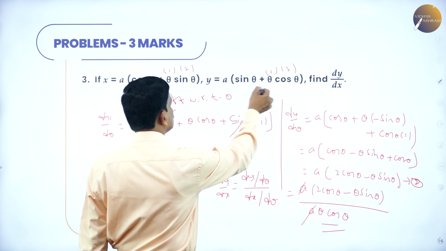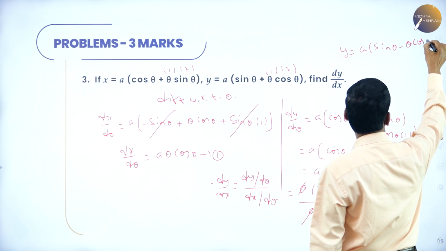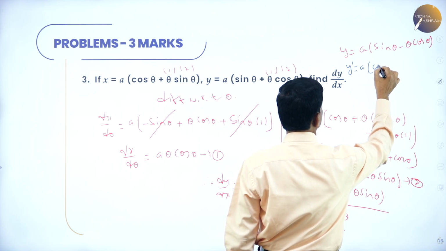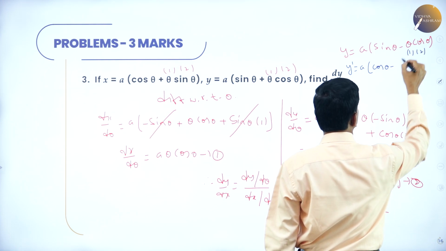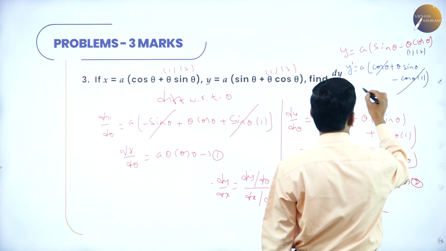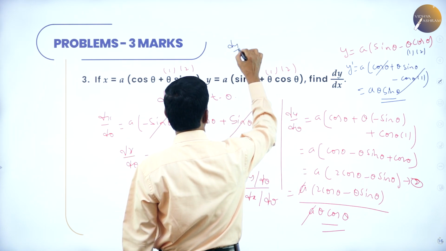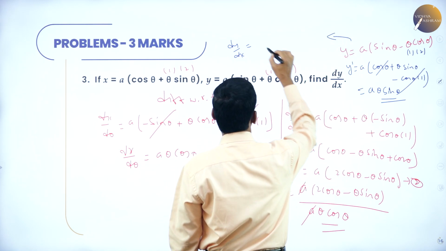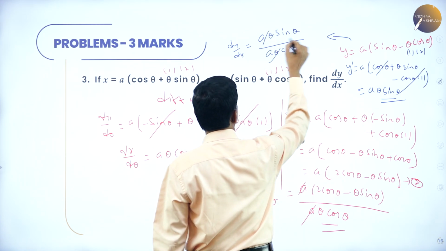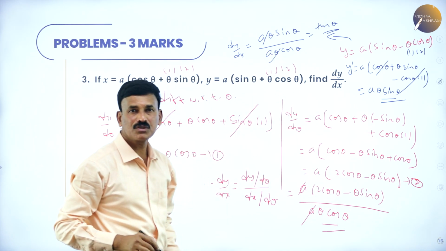Suppose if the problem is y is equal to a into sin theta minus theta cos theta, you will get a different answer. If it is a negative sign, we get y dash is equal to a into differentiation of sin theta is cos theta, minus first function, second function: theta into differentiation of cos theta is minus sin theta, so plus theta sin theta, minus cos theta into 1. These two get cancelled, and you will get a into theta sin theta. Then dy by dx will be the other answer, a into theta sin theta divided by a into theta cos theta. Then these get cancelled, and sin by cos is tan theta. So for the plus sign this is the answer, for the minus sign this is the answer. Don't get confused, there are two different problems.